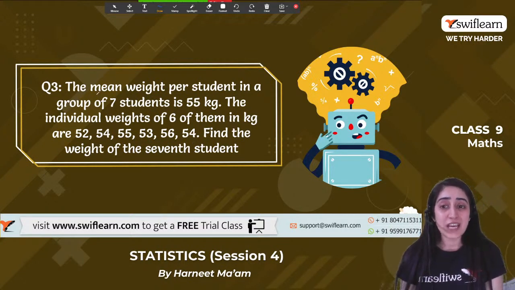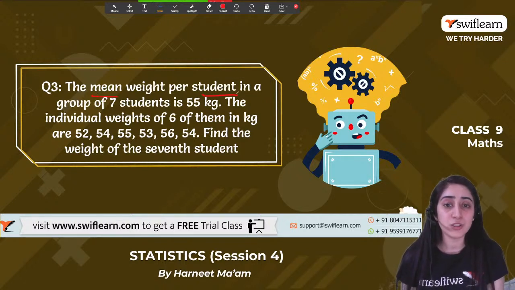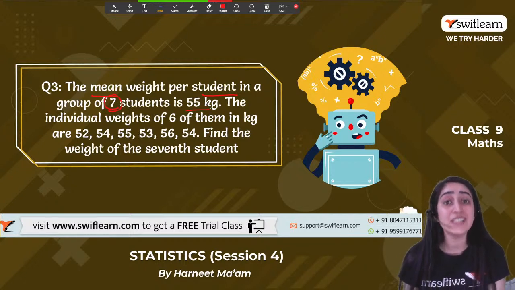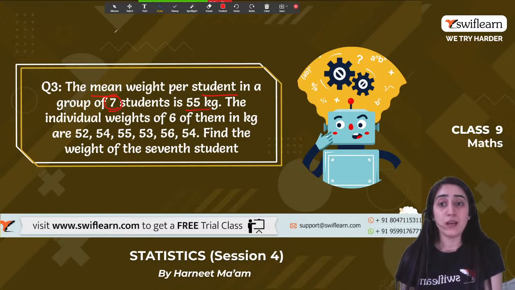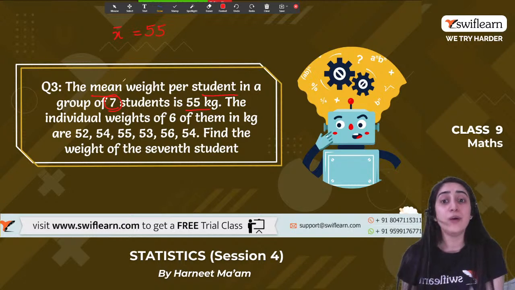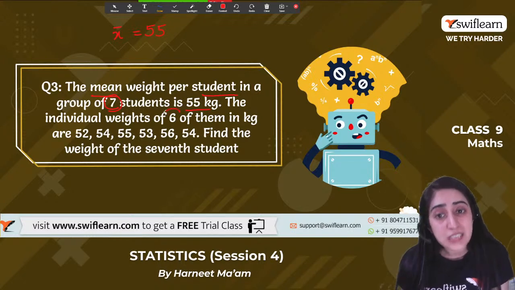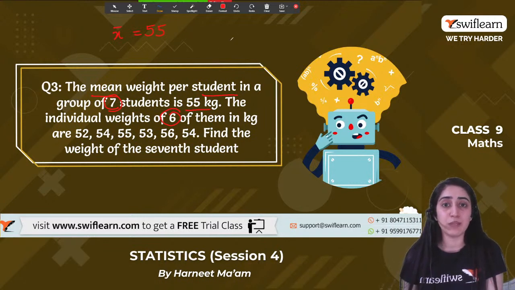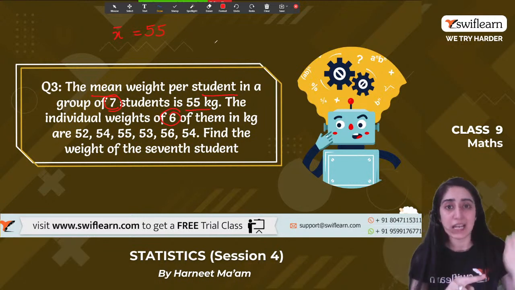Okay, so reading back to the question, it says the mean weight per student in a group of 7 students is 55. Okay, the mean is given to me for 7 students, that is 55. Alright, what else is given to me? 6 observations are already given, 6 things are given, which means I have to find the 7th.